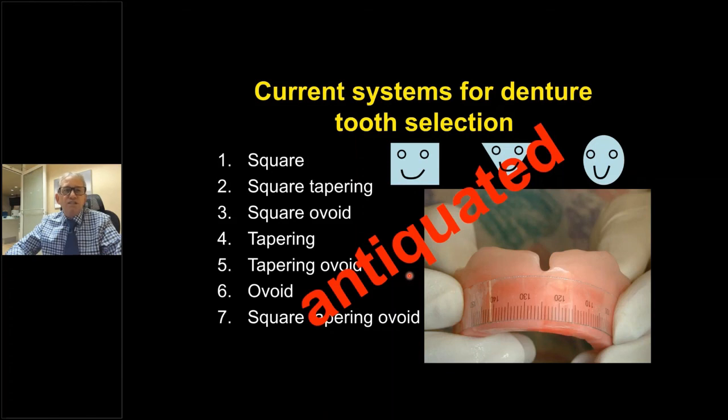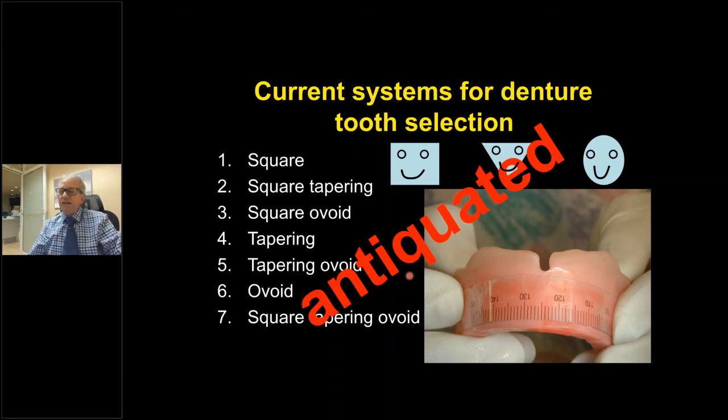Do we want square teeth? Do we want square tapering? Do we want a square ovoid? Do we want a tapering tooth, a tapering ovoid, an ovoid tooth, or do we just say the heck with it and we'll put in a square tapering ovoid tooth? I mean, this is why most of the time, Kelley Dental Lab, my laboratory also that I used to have, majority of the time we pick out the teeth. We do that by you take an impression of the existing dentate cast and an impression of the existing denture, or the upper denture and the lower denture, and you send it to us, and your prescription usually says make denture, copy cast.